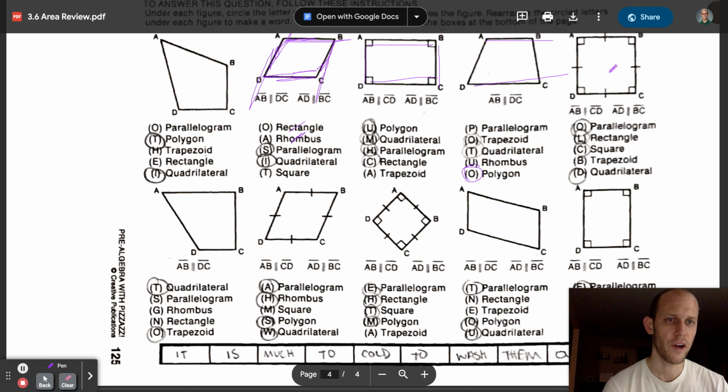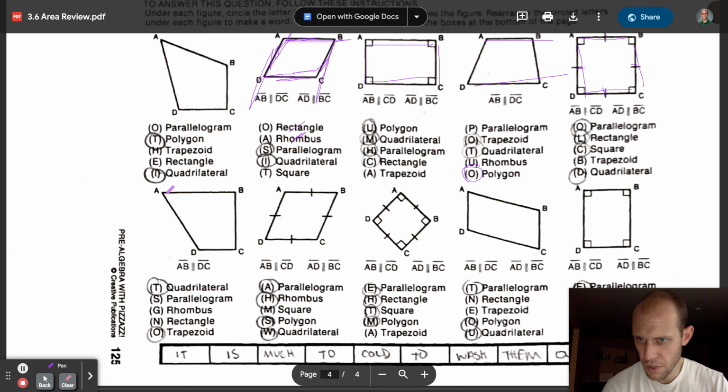This looks like it's a square. It shows me with these little tick marks that all sides are equal. It tells me AB is parallel to CD, and that AD is parallel to BC. So for sure a parallelogram, for sure a square, quadrilateral. We said trapezoid has only one set of parallel sides, and it's a rectangle because it has all the properties of a rectangle and one more, which is all sides are equal too. Not just opposite sides equal, but all sides.